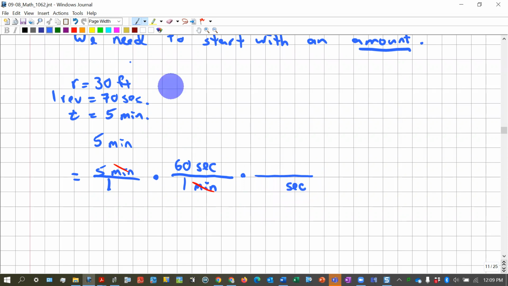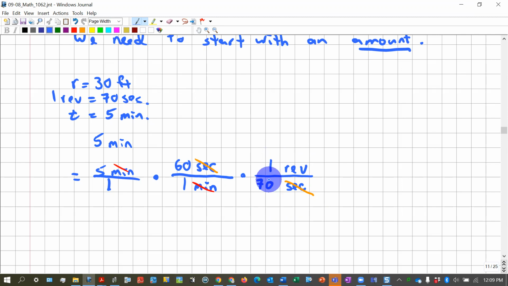So if we want to get rid of seconds, which were in the numerator, we need to have seconds in the denominator, and then we can have revolutions in the numerator. And in this particular problem, one revolution is 70 seconds.